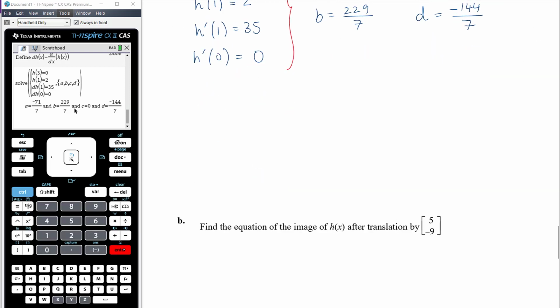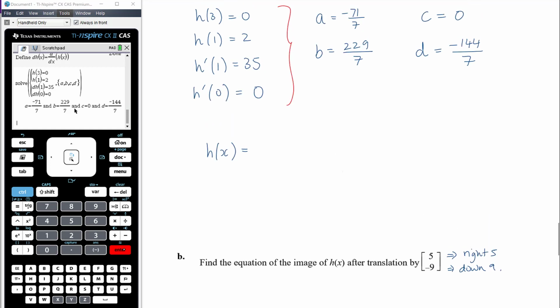Okay, part B is find the equation of the image of h of x after it's translated by this matrix translation. So this is right 5 and this is down 9. Okay, so we're going to need h of x before we can do that. So I may as well write that out up here.